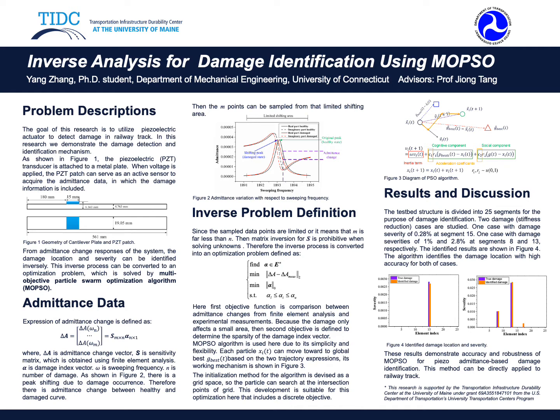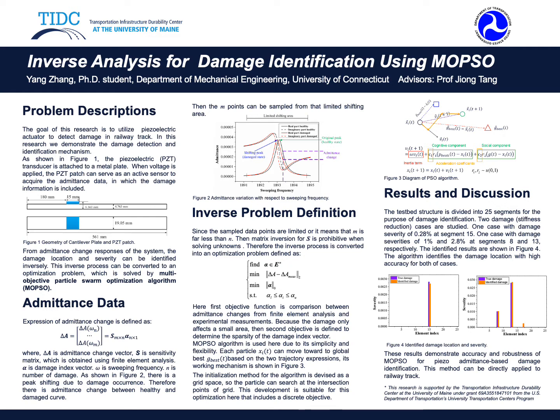The third part is the inverse problem definition. Since the sample data points are limited, m is far less than n, where n is the unknowns. Matrix inversion for S is prohibited, meaning S is a matrix without full rank, so we can't do the matrix inversion. In this case, we convert the inverse process to an optimization problem.